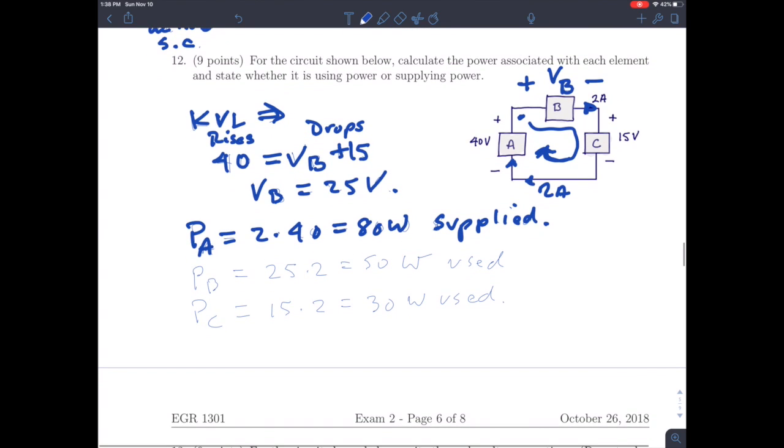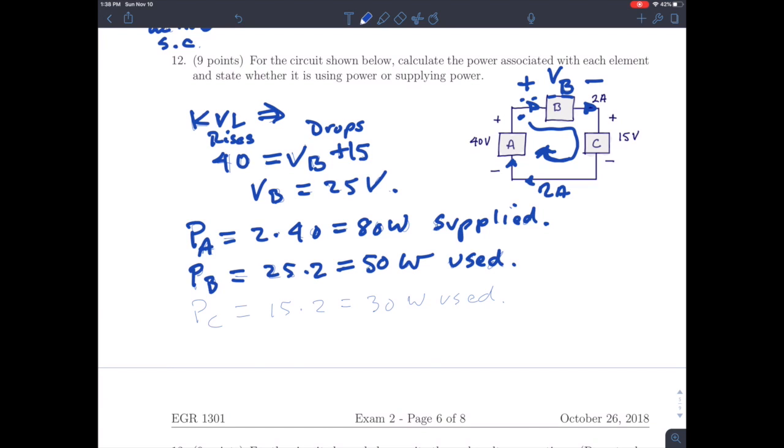All right, now let's move to part B, or element B. For element B, we've already solved for VB. We know that's 25 volts, and the current is 2. And then we get 50 watts, so it's just a matter of interpreting that with the sign convention. So I see here that the current moves in the direction of a drop. So this is the passive sign convention. I get a positive number. That means this is used.